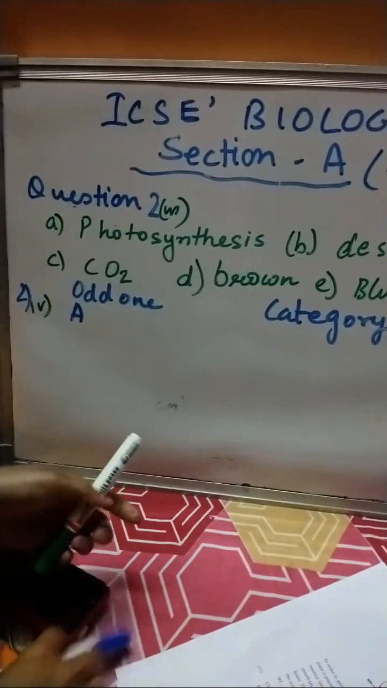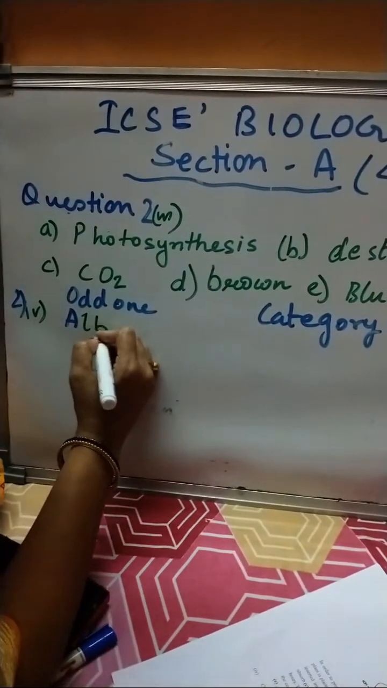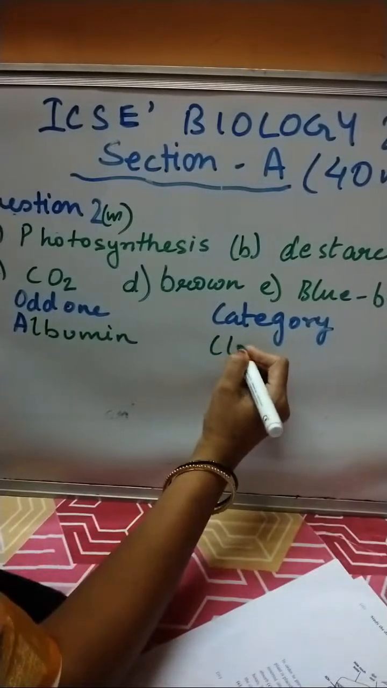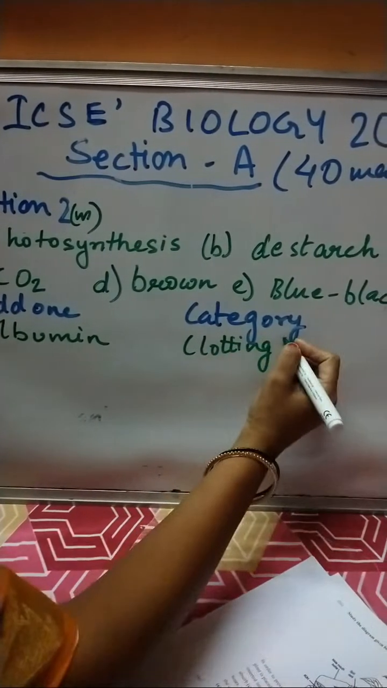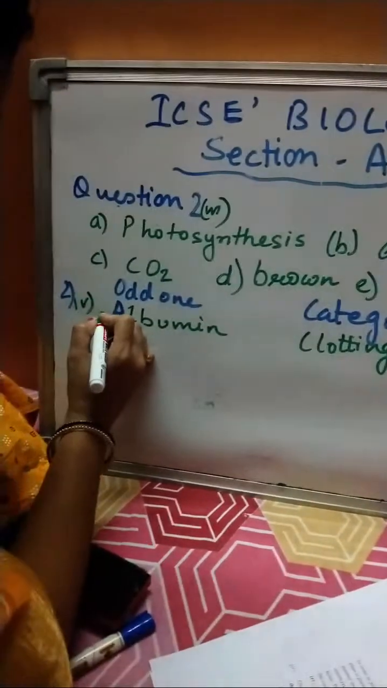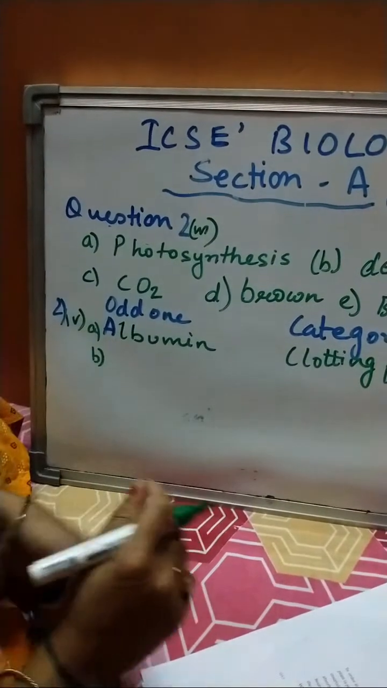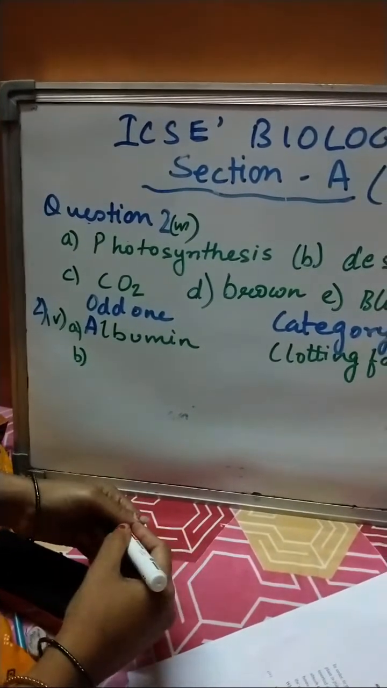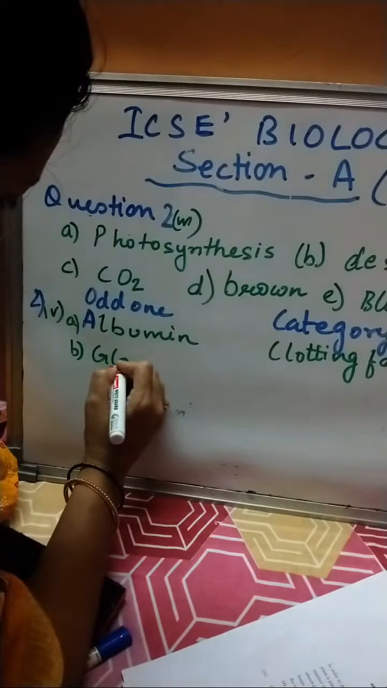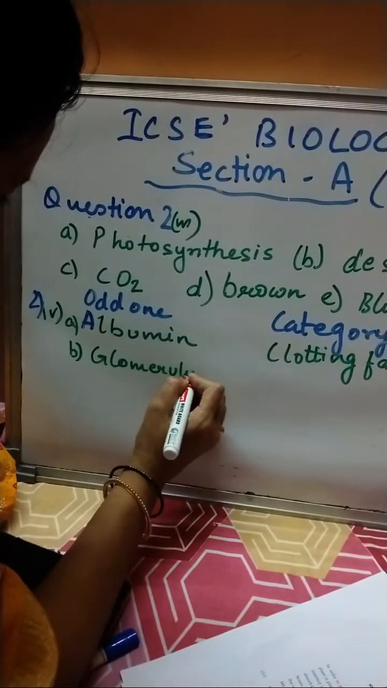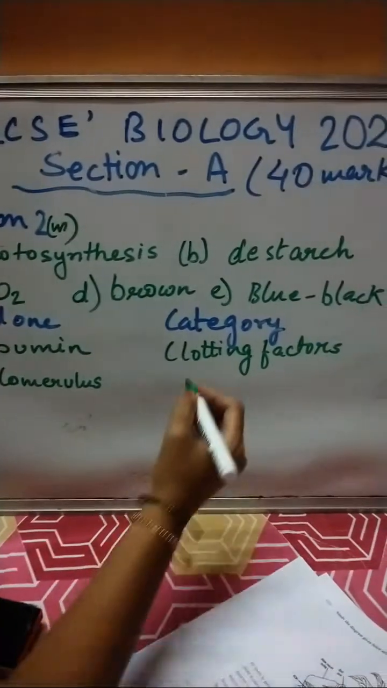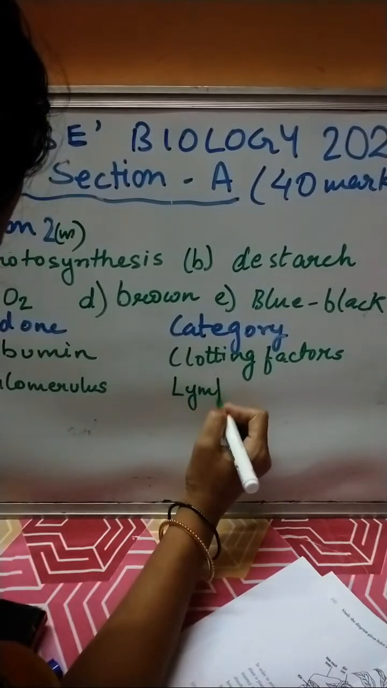So the odd one will be albumin, and the category to which the other 3 belong: they are clotting factors. So this was A. B will be tonsils, glomerulus, spleen, lymph nodes. Definitely glomerulus is the odd one. And the other 3, that are tonsils, spleen and lymph nodes, they belong to the lymphatic system.